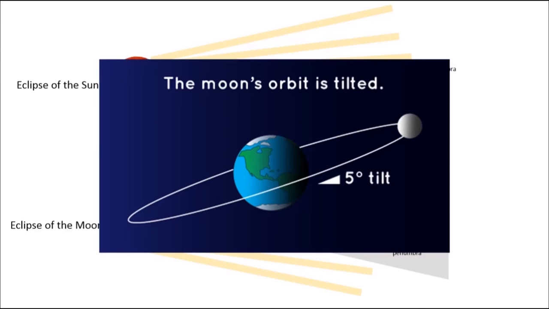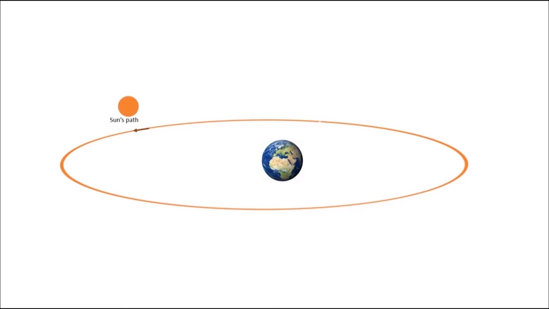Let me show you the mechanics of what this means. Although we know that the Earth revolves around the sun, from the Earth's point of view, we can see the sun as revolving around us. So let's draw the sun's path around us. This path is called an orbit, and this surface that contains the orbit is called the orbital plane.